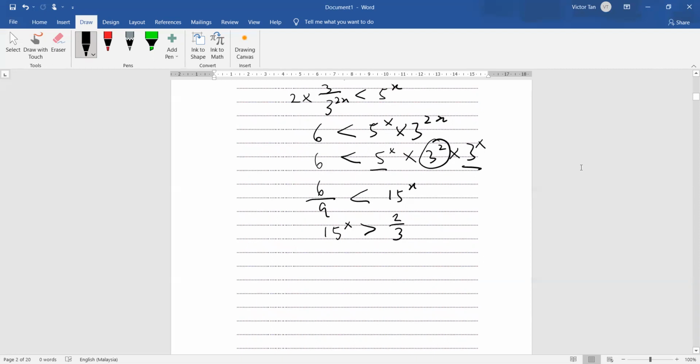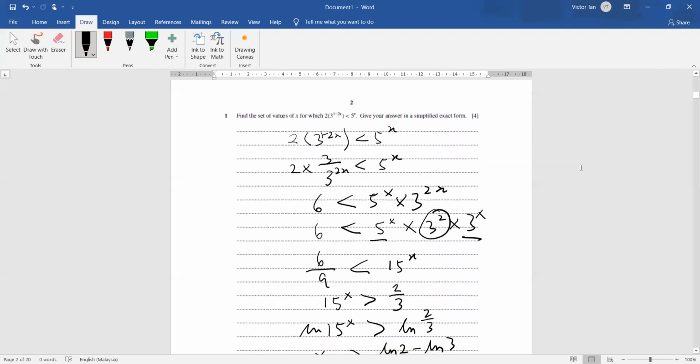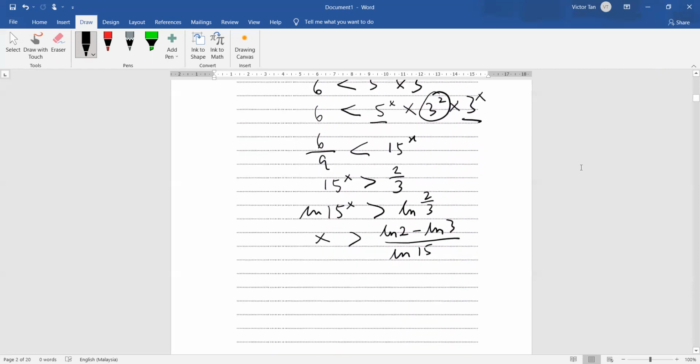Now, log both sides. ln 15 to the power of x is larger than ln 2 over 3. So x is larger than, breaking this down, ln 2 minus ln 3 over ln 15. There you have it. That is the exact form.